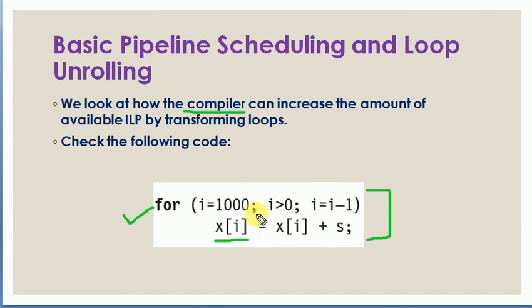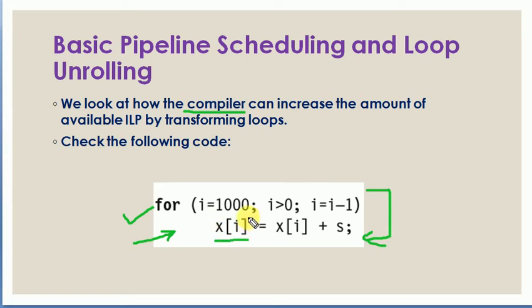Now the second iteration, I is equal to 999. Again, x of 999 is equal to x of 999 plus the scalar value, so it affects another array location, x of 999. Similarly, the next iteration works on 998: x of 998 is equal to x of 998 plus the scalar value. So the loop will be repeated 1000 times. We can see in this example that each time the loop is executed, different memory locations are affected.